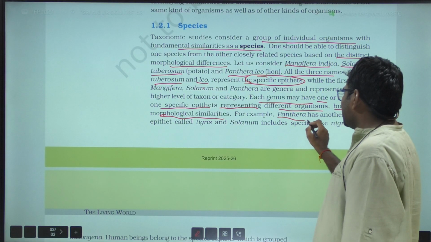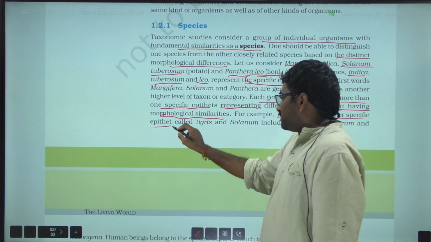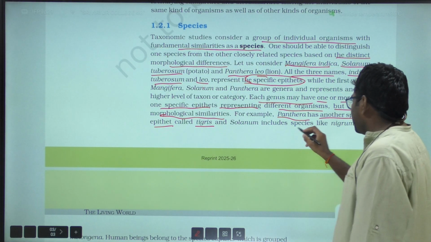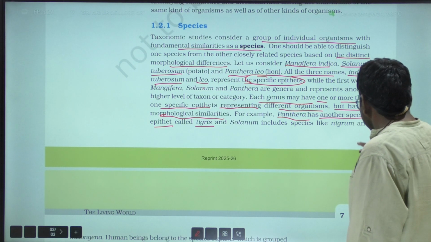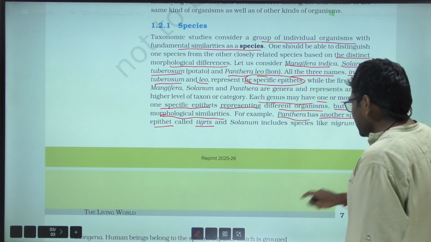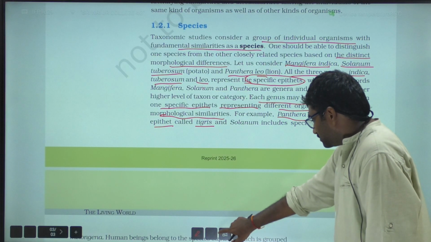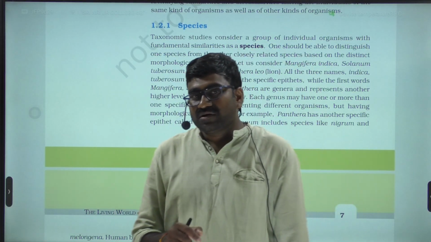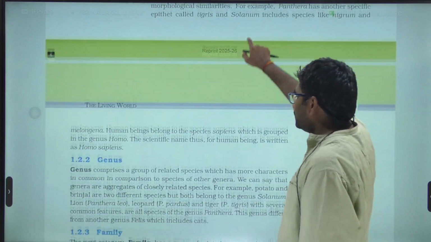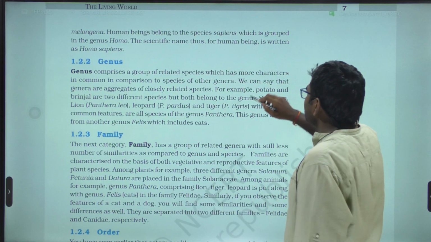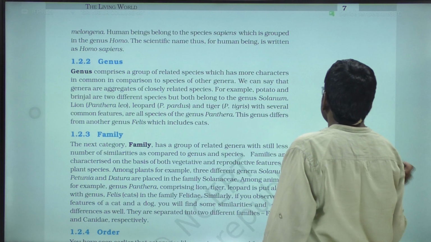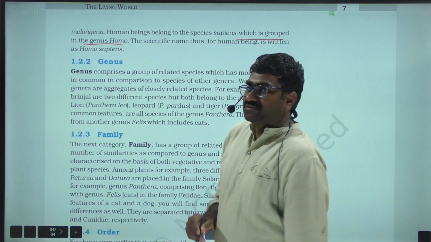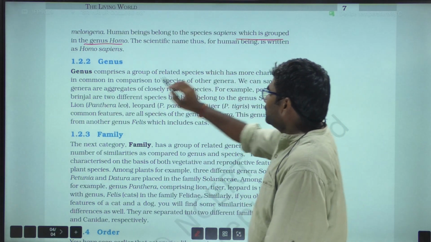For example, Panthera has another specific epithet called tigris. Solanum includes species like nigrum and melongena. Solanum nigrum indicates the makoi plant, and Solanum melongena is brinjal. Right. Human beings belong to the species sapiens, which is grouped in the genus Homo. So the scientific name for human beings is Homo sapiens.